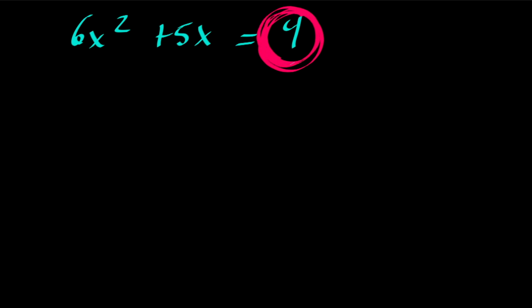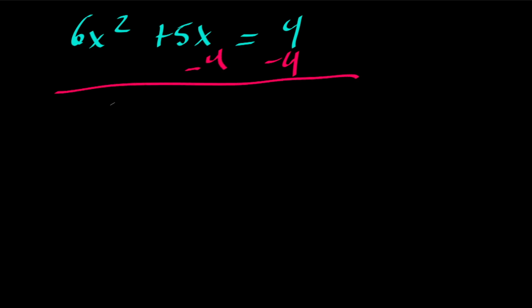Let's say we have 6x squared plus 5x equals 4. Now, once again, if I want to solve this by factoring, I need to make sure this is equal to 0, but this is equal to 4 right now. So what can I do with that? I could subtract 4, and I could just move it over. Okay, so now 6x squared plus 5x minus 4 equals 0. All right, so that's our new equation.